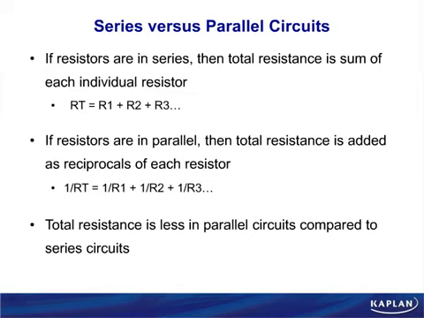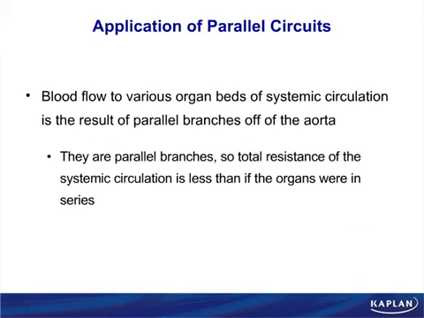Even though we have a higher resistance systemic compared to pulmonary, just think how high the resistance would be if the systemic circulation was in series rather than in parallel. So here again, we're just recapping that idea. Blood flow to the systemic circulation is parallel branches off the aorta, so total resistance is less than if they were in series.